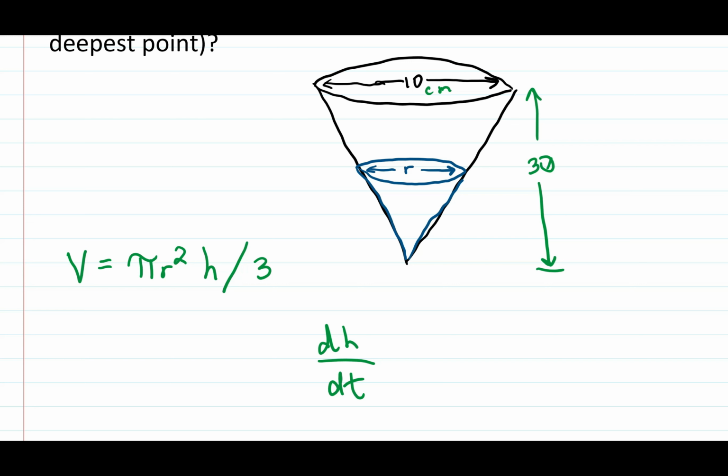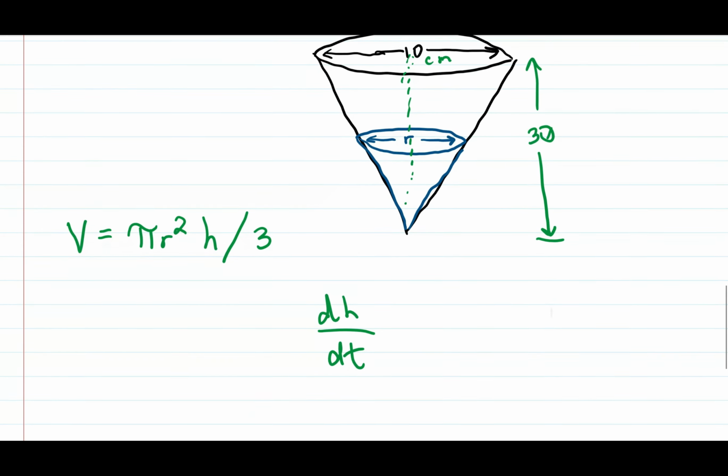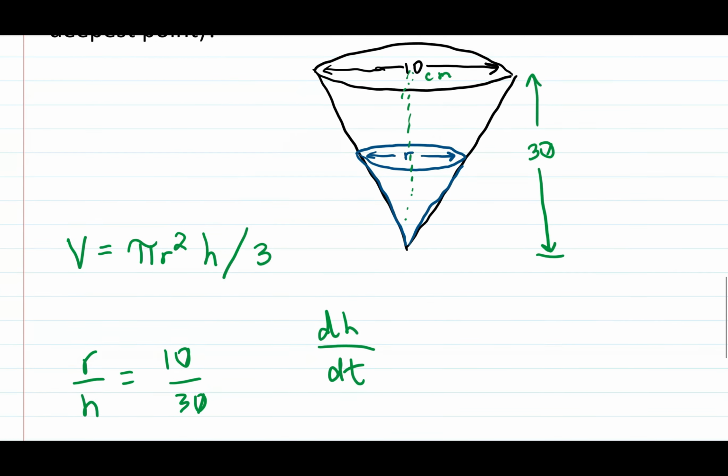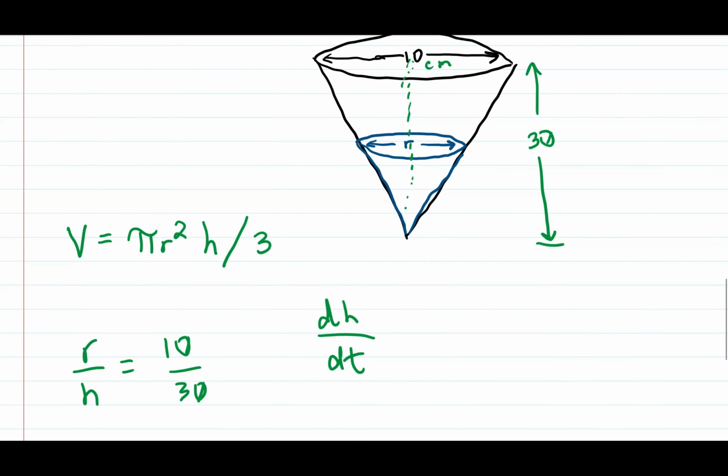So we have this third variable R, whose rate we don't know. But the dimensions of the cone of the water must have the same proportions as the cone of the container, because if you were to draw a line straight up the middle, we could use the idea of similar triangles. So here we can say R over H is equal to 10 over 30.